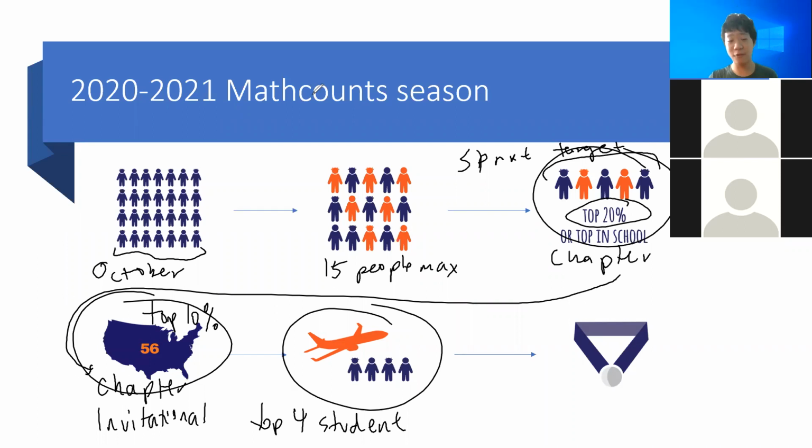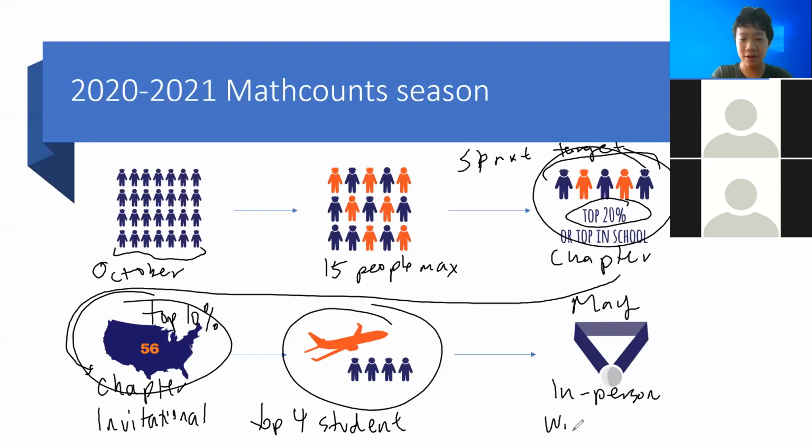So they're going to take the top four people at state and fly them to the nationals competition. And the nationals competition is in May. By this time, they assume that the coronavirus is going to be gone. So the nationals competition is in person this year, and they're going to be doing all the rounds: sprint, target, team, and the countdown round. And at the nationals tournament, the winner of the countdown round is crowned the Mathcounts champion.